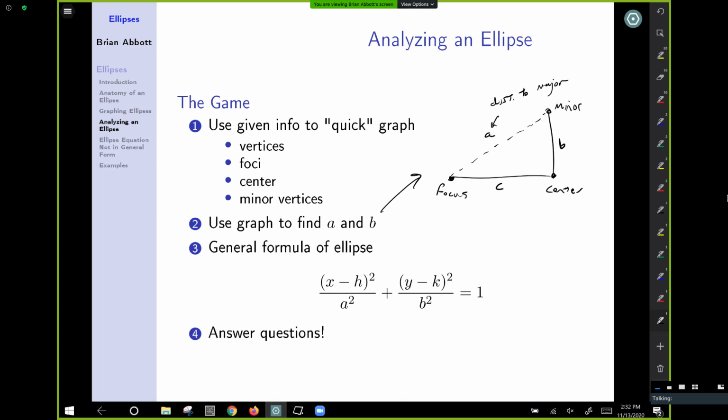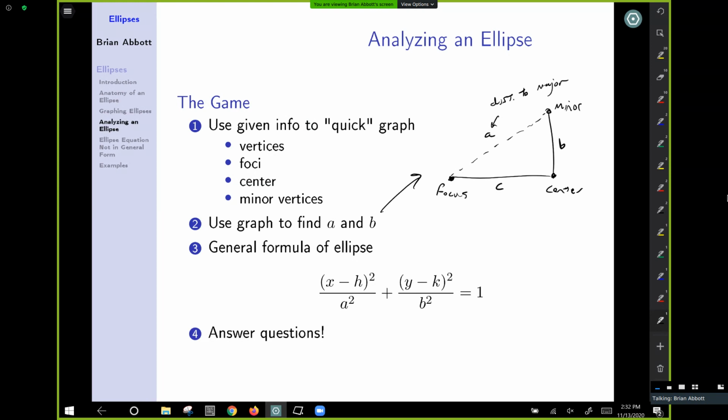All right, so let's move on. Let's talk about analyzing an ellipse. The game here is you just take whatever information you're given. Maybe that's a few points, maybe that's the general equation, and you draw a quick graph.